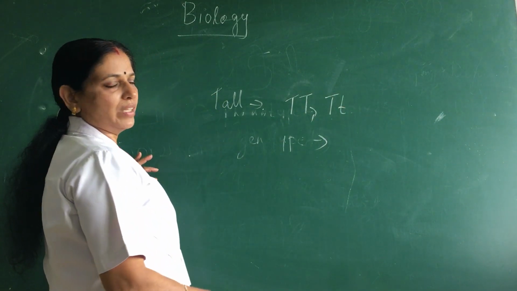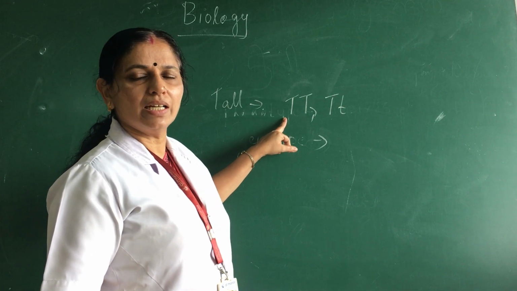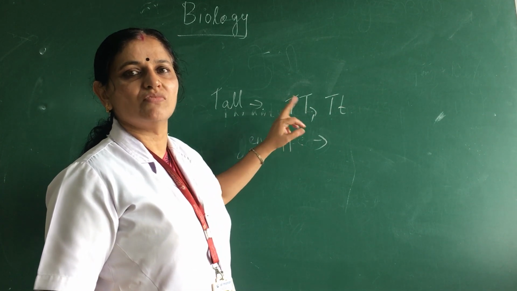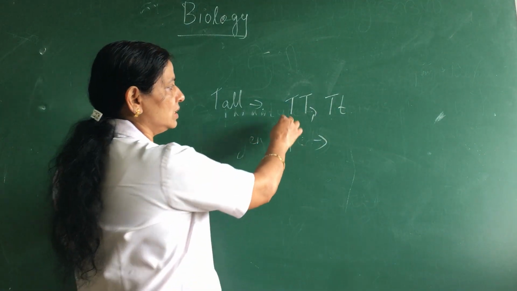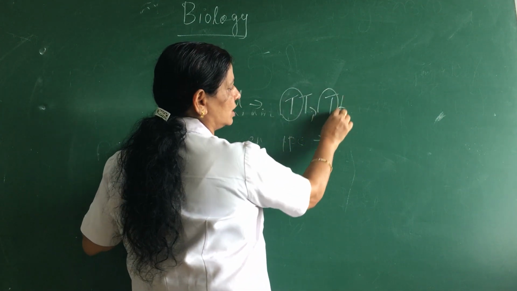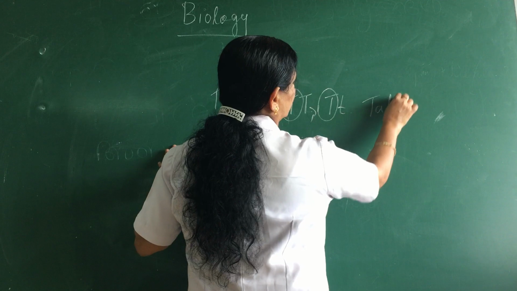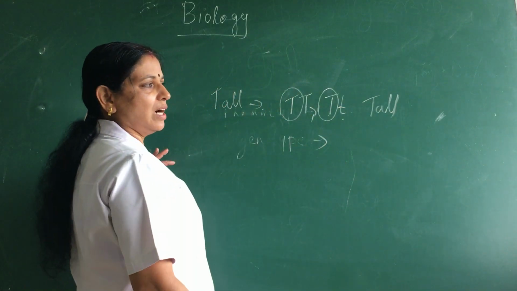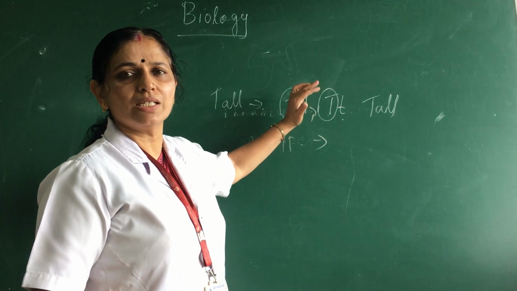Isn't it? If any dominant gene is present there, that character is visible. Got it? Here the dominant gene is capital T. If the capital T is present here, what is the phenotype? That is tall. But the capital T and small t are different forms of the same gene.